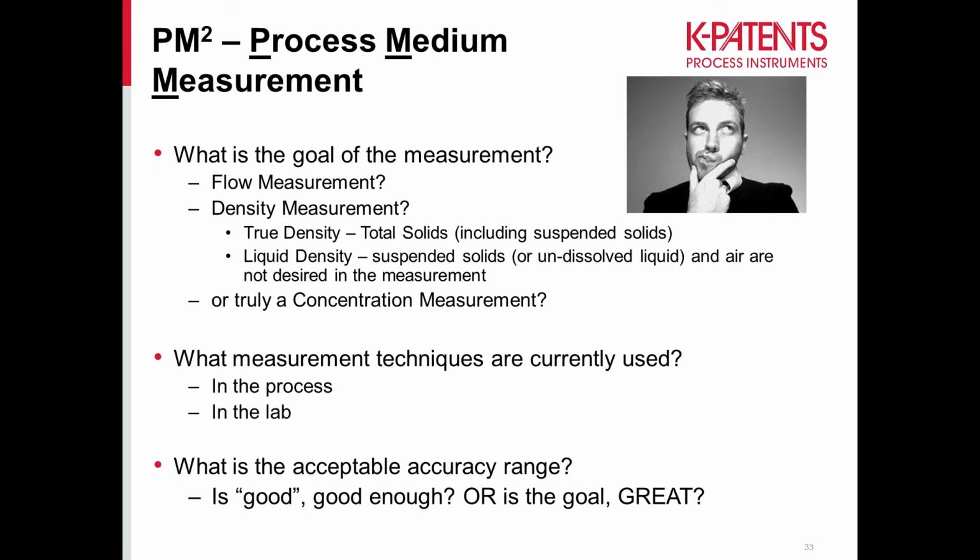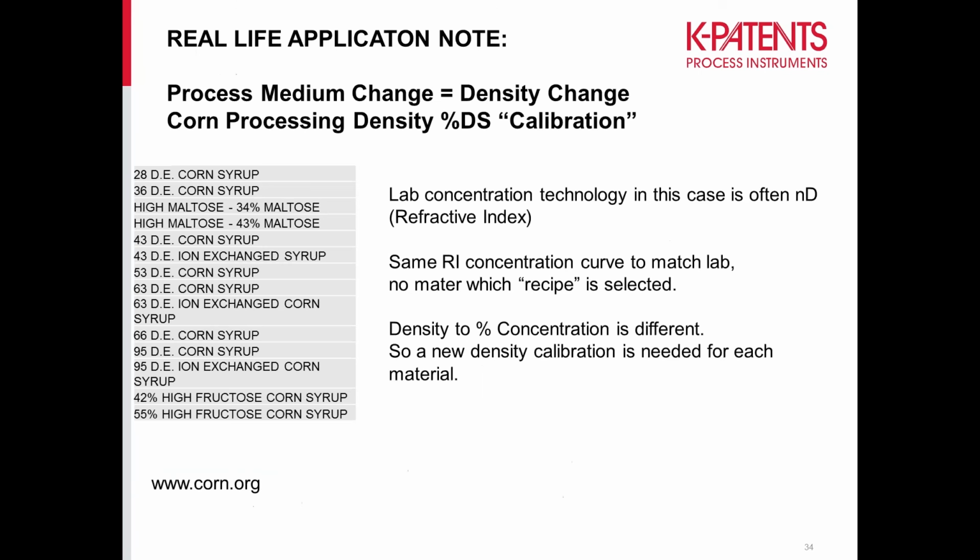Here's a real-life application note specific to the process medium measurement, and it's coming from corn.org. There are all types of different recipes of corn syrups and dextrose equivalents, and each one of these dextrose equivalent recipes has a very specific makeup of the different sugar chains. In laboratory technology, they often use the nD, or refractive index, and the reason is that the refractive index concentration curve is going to be the same no matter which one of the recipes is selected. However, by using density to arrive at your concentration, you would need a density calibration for each individual material.